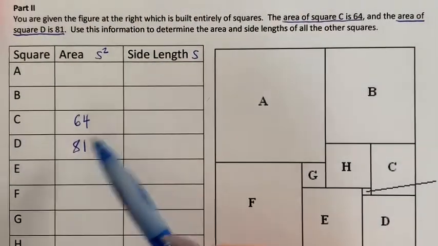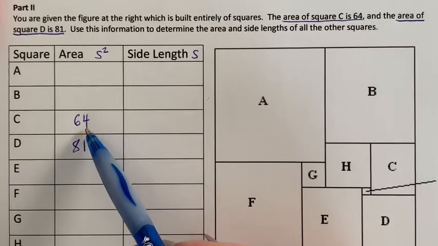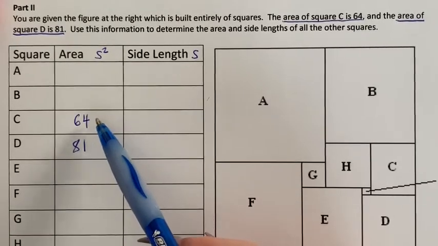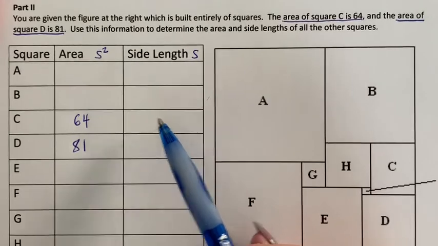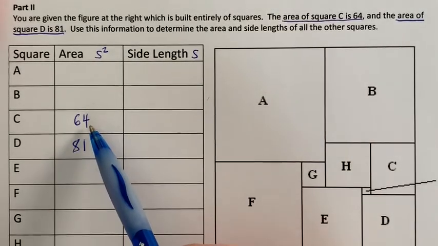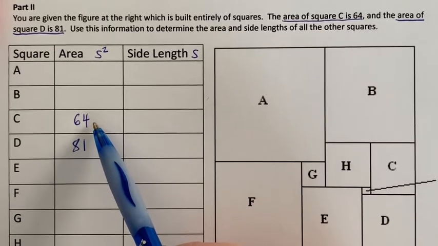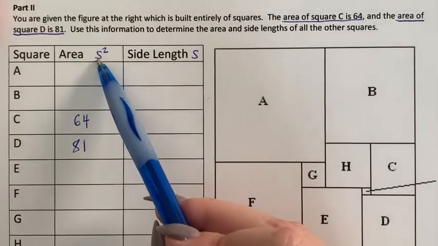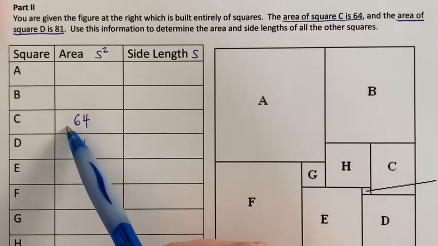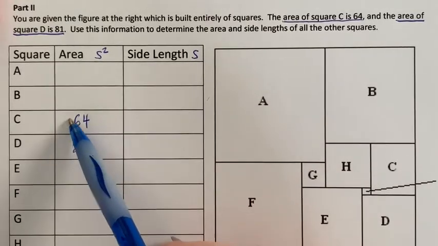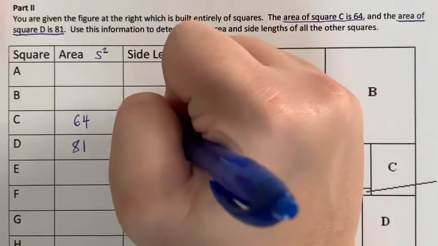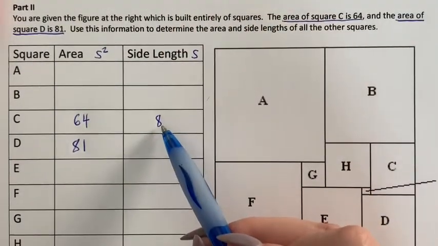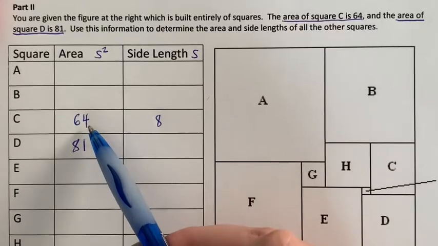For square C, if my area is 64, I need to think backwards or work backwards to find the side length. So one way I could think about it is because the area 64 is my side times my side, I could think what number times itself gives me 64. Or I could think to undo the side squared, I would have to take the square root. So I could take the square root of 64 to get 8. Or I could think 8 times 8, or 8 squared, gives me 64.